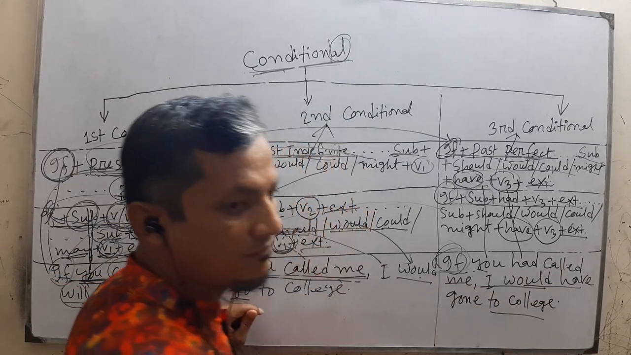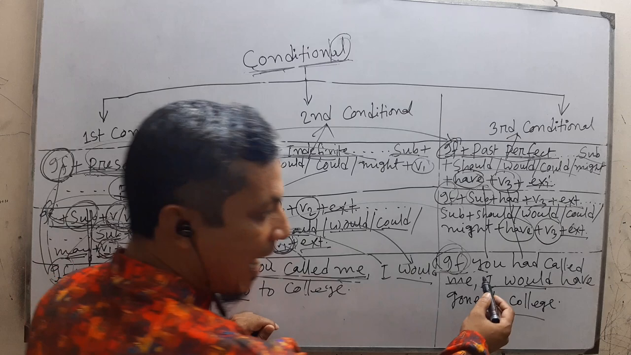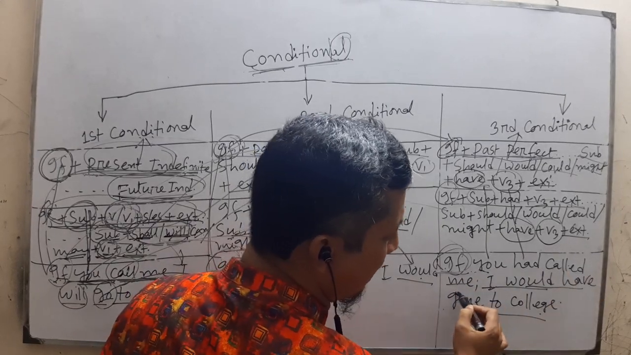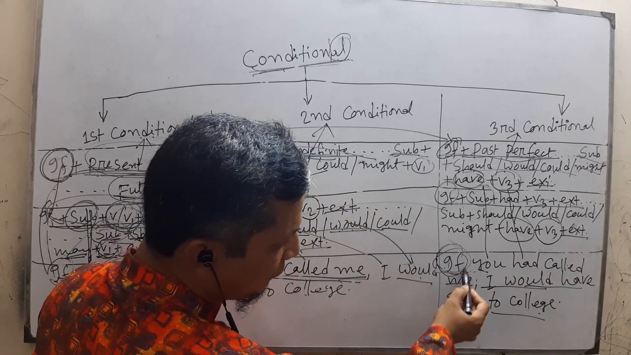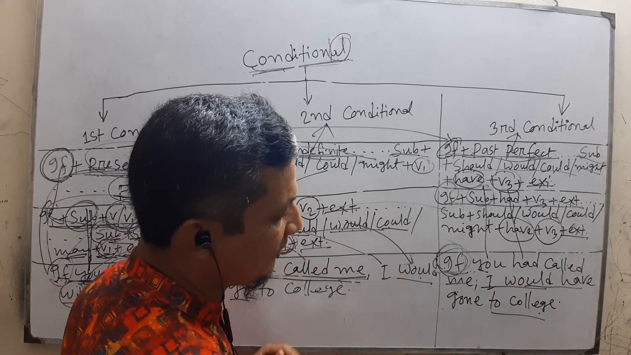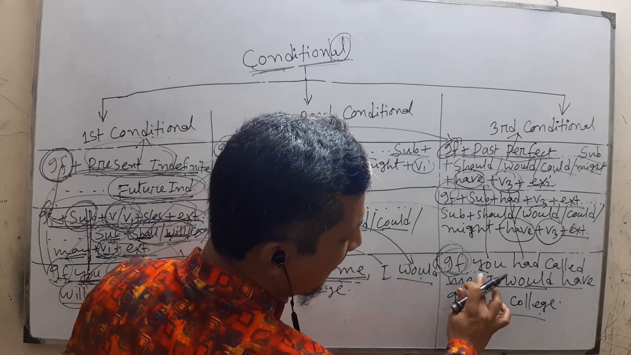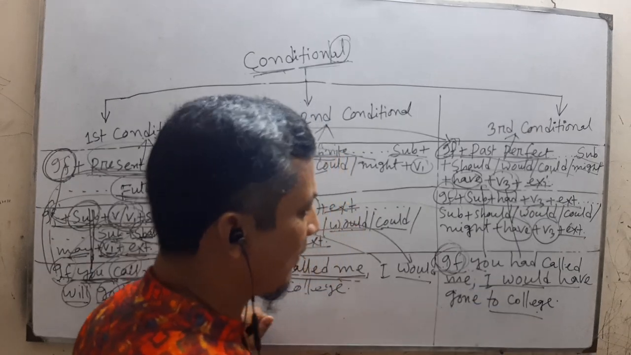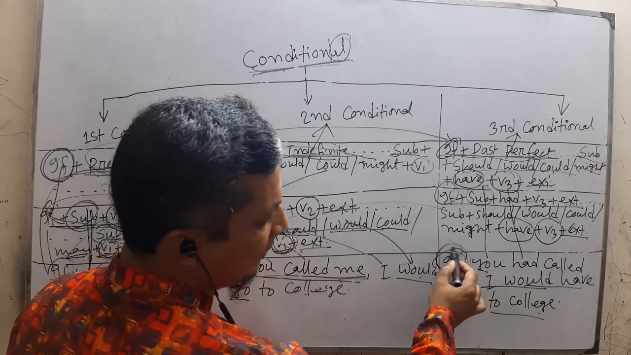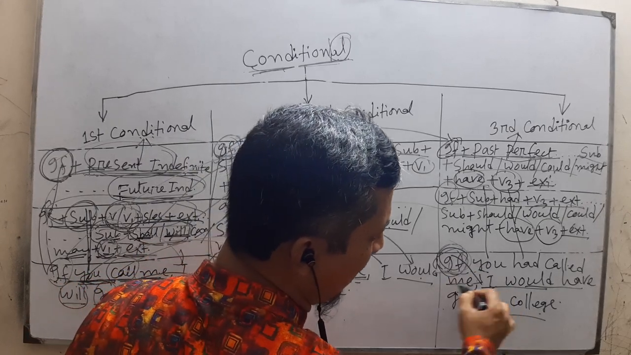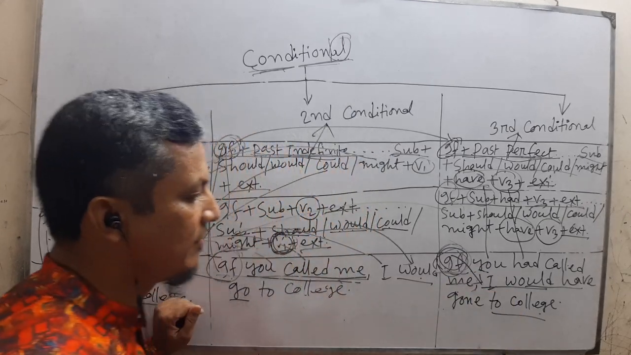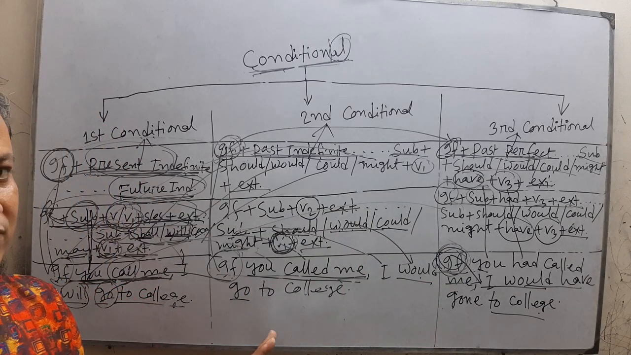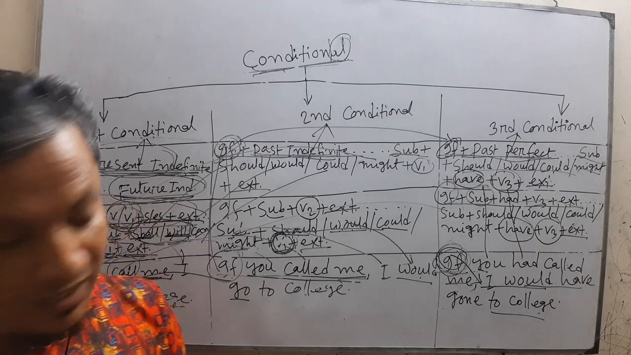I would have gone to college if you called me. Am I clear to you? Here, at first I have used if. It is a linker or connector. Then in the middle of the sentence I have given a comma. When you use connectors in the middle of the sentence, then you have to omit that comma. Am I clear to you, my dear students?